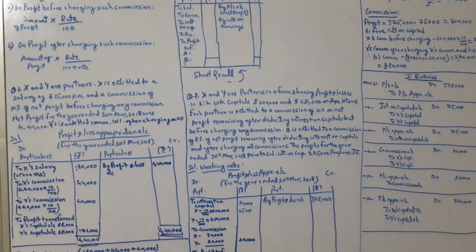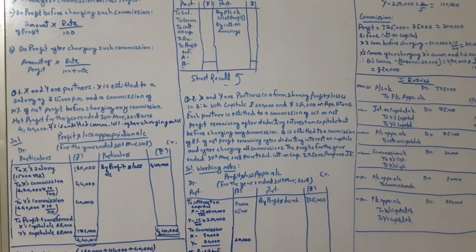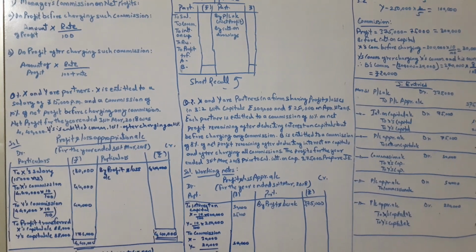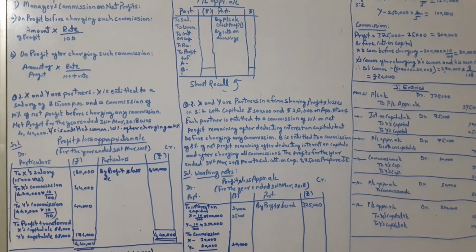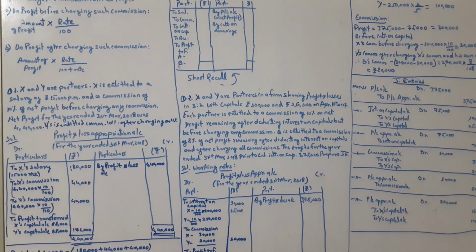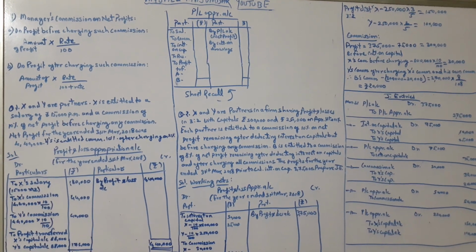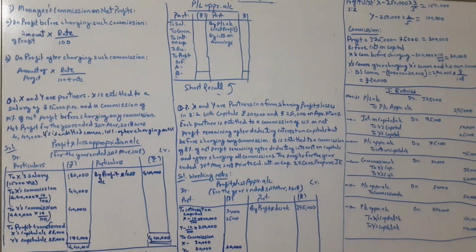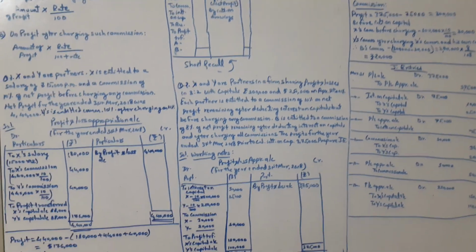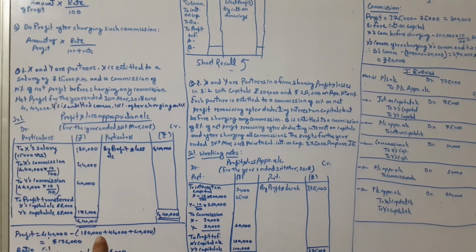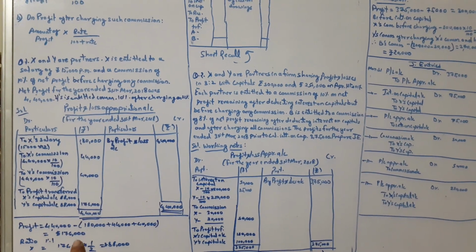In this question we are given X's salary 15,000 per month, therefore we multiplied 15,000 into 12. 12 represents your 12 months. And commission 10% before charging, therefore the formula goes like total net profit amount 4,40,000 into 10 upon 100, and for after charging the formula is 4,40,000 into 10 upon 110. So this way you got the calculation of commission. Then for calculation of profit, profit is the balancing figure, total of credit minus total of debit. Total of credit, which is 4,40,000, minus total of debit, 1,80,000 plus 44,000 plus 40,000. So you are left with 1,76,000.